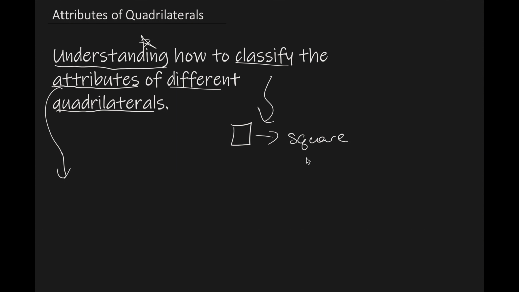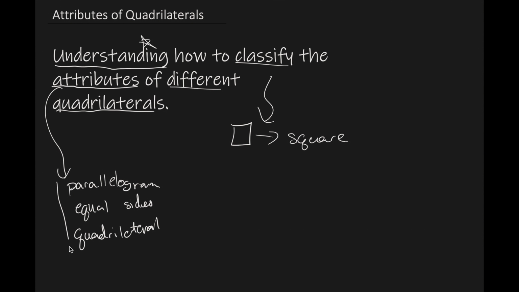So how could I tell this was a square? Because, well, hint one, parallelogram. Hint two, equilateral, had equal sides. All those hints show that it is a square, a quadrilateral. All these hints are the attributes of a square. So this is classifying it, and then this is classifying the attributes of a square.